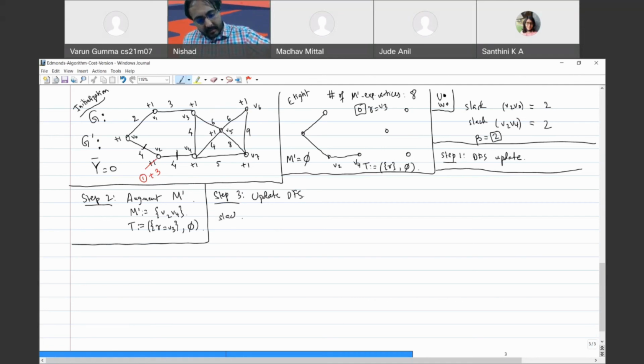So the edges we are looking at are partial of V3, and these edges are V3, V1, V3, V4, and V3, V5. Okay, and let's look at the slacks.